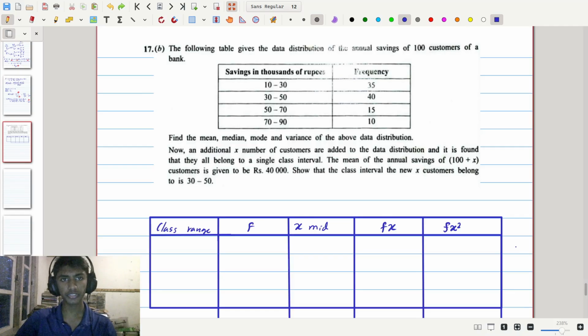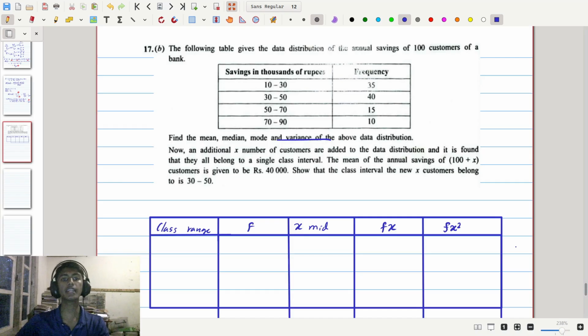This particular question says, the following table gives the data distribution of the annual savings of 100 customers of a bank. And here we have the data distribution. It then says, find the mean, median, mode, and variance of the above data distribution.